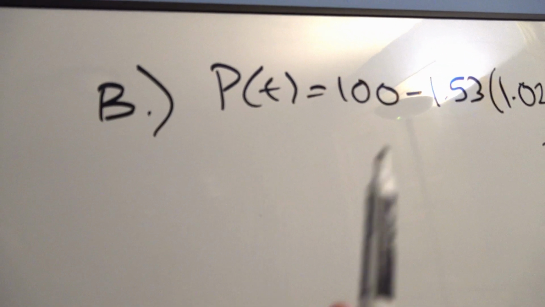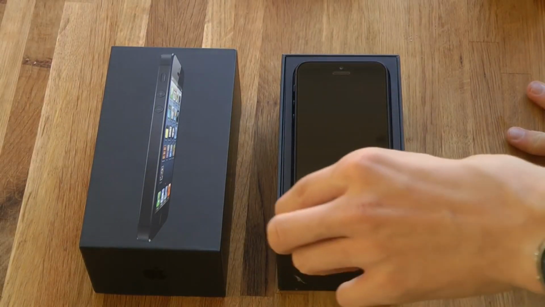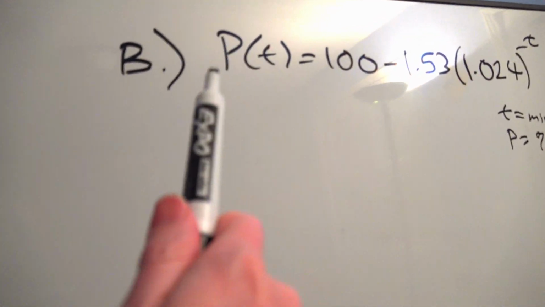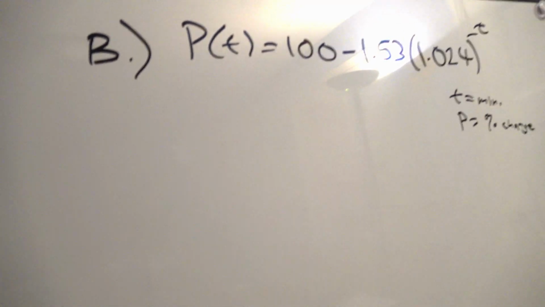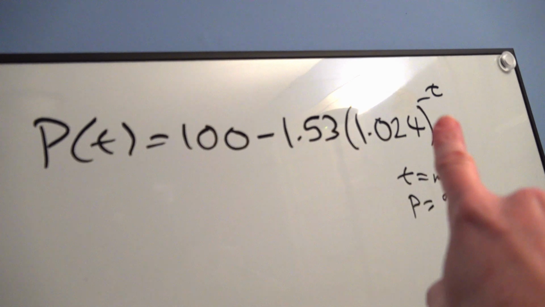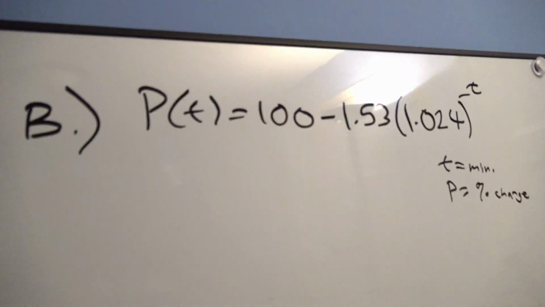Let's try letter B. So here we have an experiment I actually did with my own severely out-of-date iPhone 5. I plugged it into the wall at 50%, and it followed this very closely. I did it like three different times and it followed this equation every single time. So this is how fast it recharged. This is why this is an exponential, right? Aren't we talking about exponential growth and decay here today? I should have pointed that out with the hot tub.